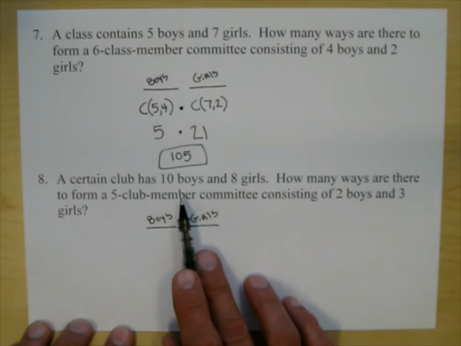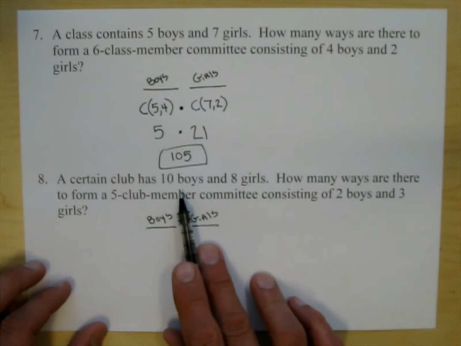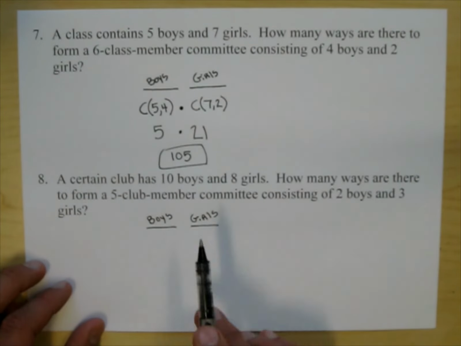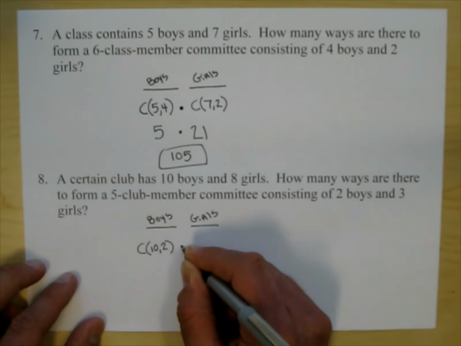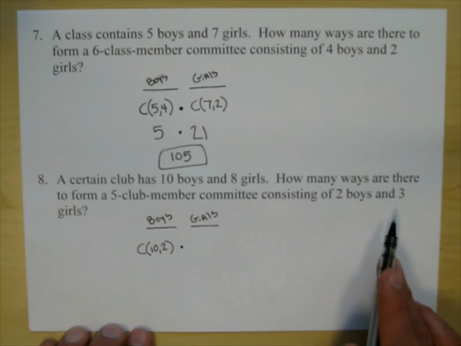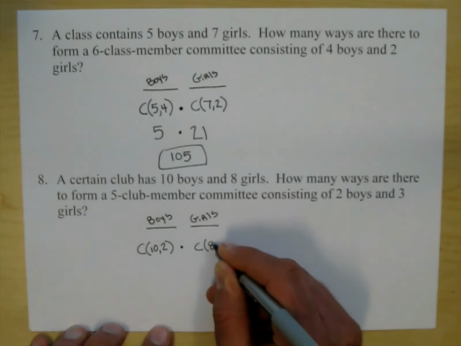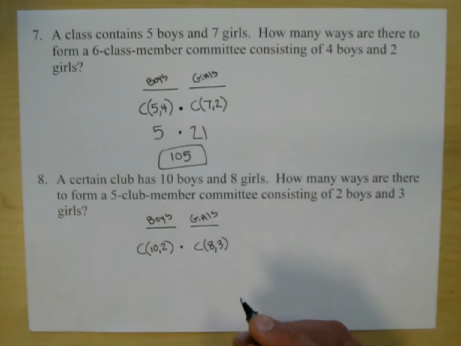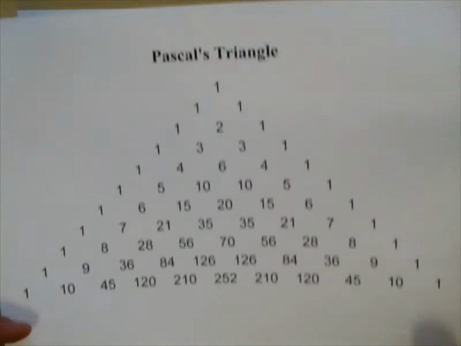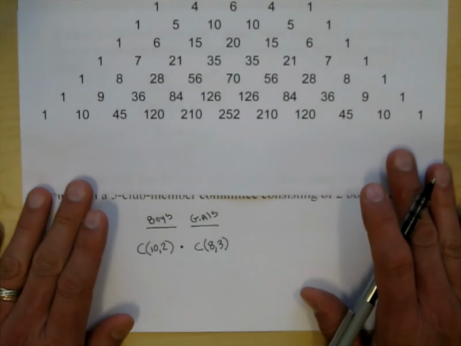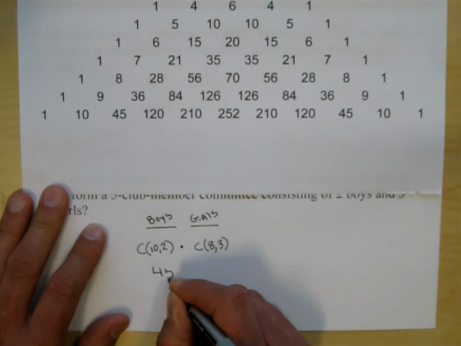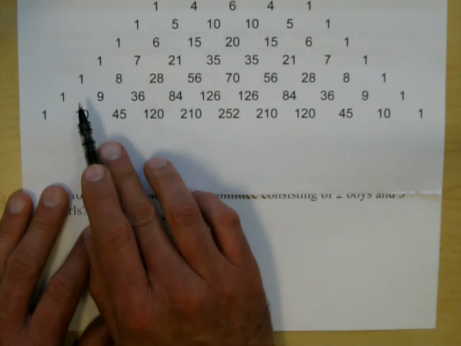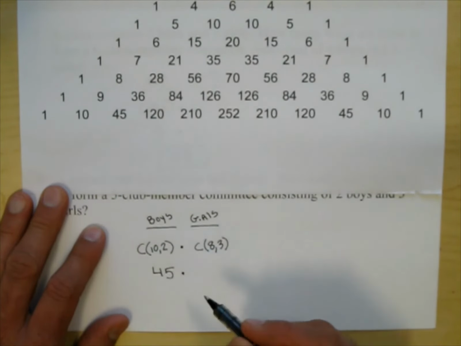So what you want to do is choose your boys. How many ways can you choose 2 boys from 10 boys? Well, it would be 10 choose 2. Multiplied by, now we choose the girls. 8, choose 3. So looking at Pascal's triangle, I know we keep showing you Pascal's triangle, but that's a lot of the combinations here. 10 choose 2 is 45. Multiplied by 8 choose 3, 56.